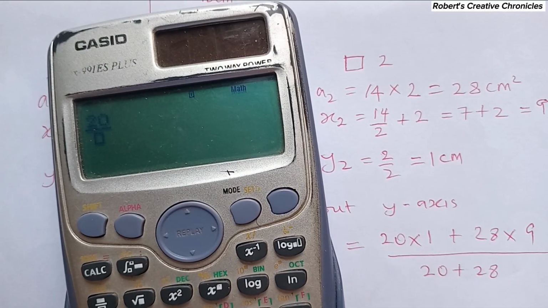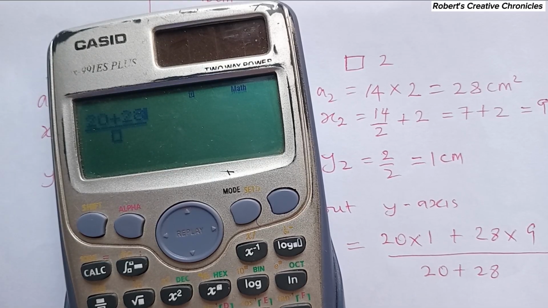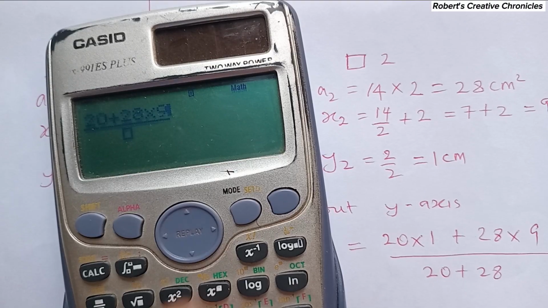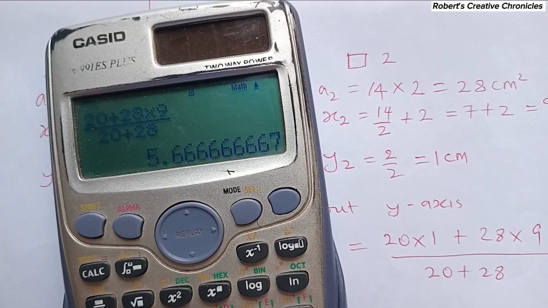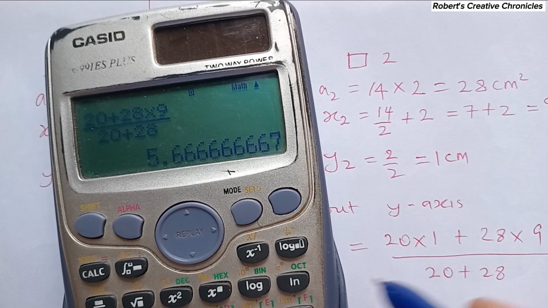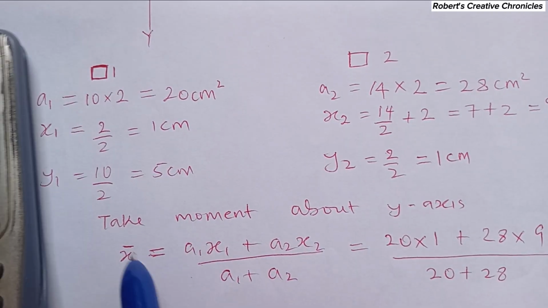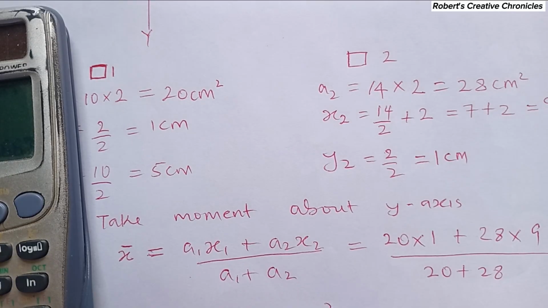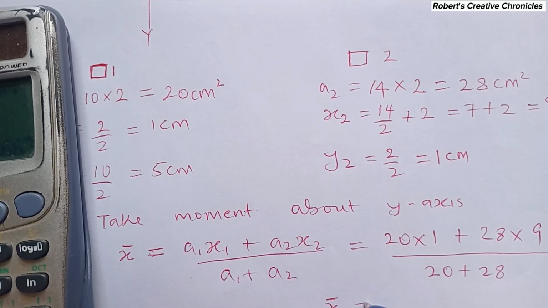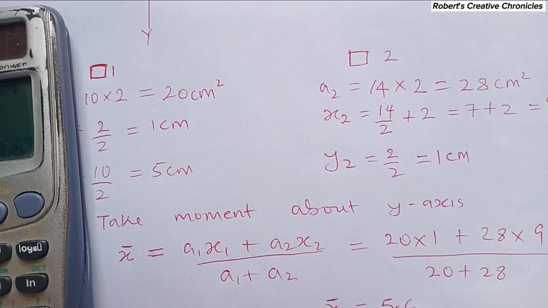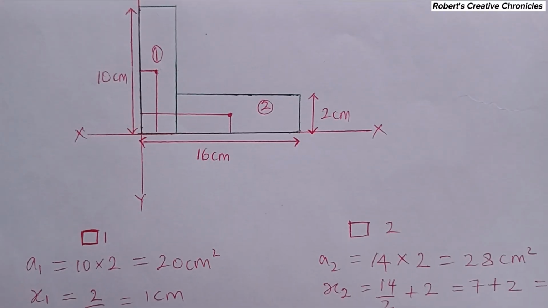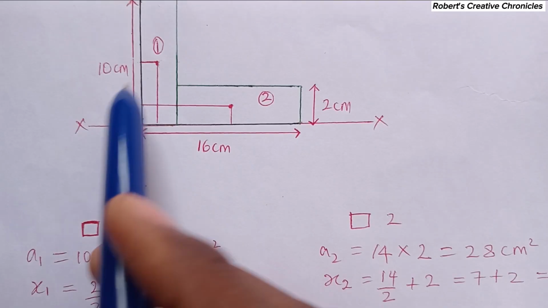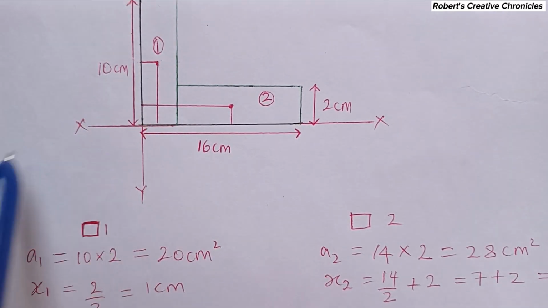So this is 20 times 1 plus 28 times 9 over 20 plus 28. This is approximately 5.67. So the distance of the centroid from the y-axis is 5.67 centimeters, since we have taken moments about the y-axis.